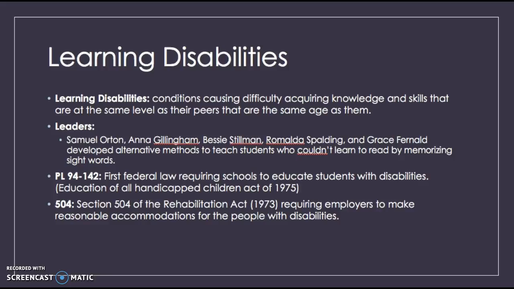Some of the leaders were Samuel Orton, Anna Gillingham, Bessie Stillman, Romalda Spalding, and Grace Fernald, developing alternative methods to teach students who couldn't learn to read by memorizing sight words. PL 94-142 is the first federal law requiring schools to educate students with disabilities. This is the Education of All Handicapped Children Act of 1975. Section 504 of the Rehabilitation Act of 1973 requires employers to make reasonable accommodations for people with disabilities.